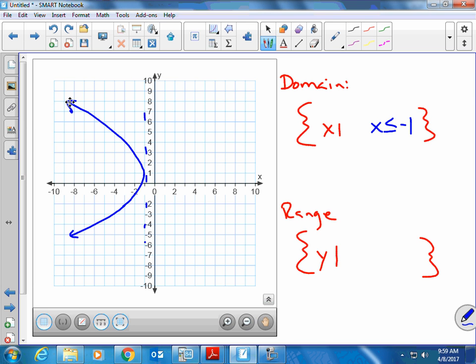Range. This arrow down here says the y values will go forever in the negative direction. This arrow up here says the y values will go forever in the positive direction. The range, all real numbers. Why do I have to use the word real numbers? Because there is something out there called imaginary numbers. So I do need to use the word real. Can't say all numbers. All real numbers.